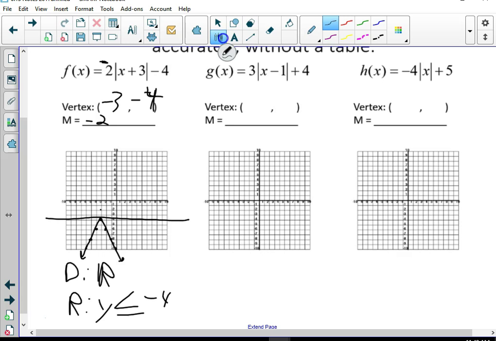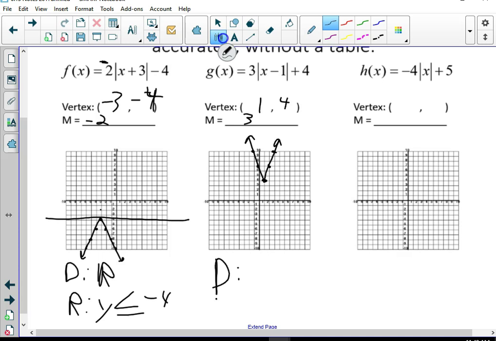Okay, what is the vertex for the next one? 1, 4. Good. What's the slope? 3. So we go to 1, 4, and put a dot. Then we're going to go up 3, right 1, and do the mirror image here. And then up 3, right 1, and do the mirror image here. Again, a narrower graph because of that 3.